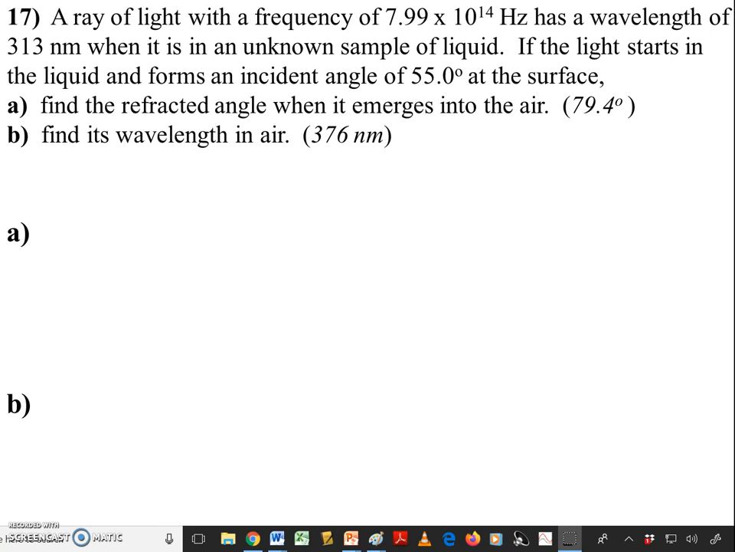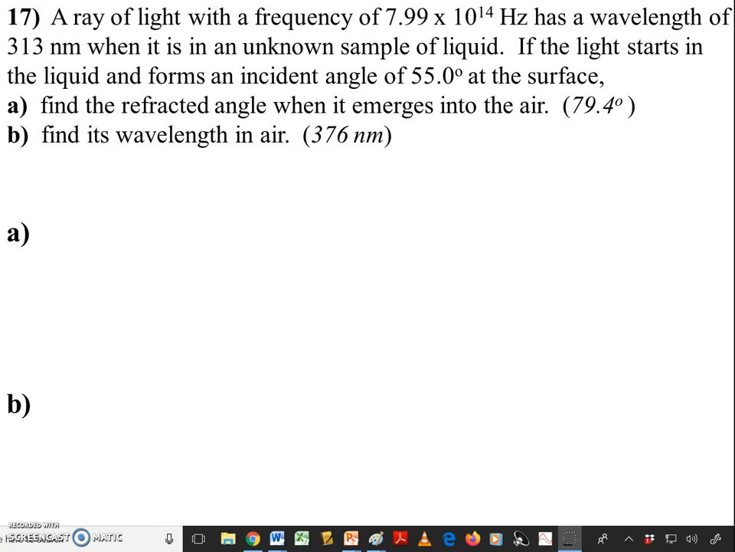All right, so now it's time to do the problem. Letter A, you want to find the refracted angle when it emerges into the air. So we're thinking, of course, using Snell's law: n1 sine theta 1 equals n2 sine theta 2. But then you realize we're missing some information, right? For the air, we know the index of refraction, no problem. But for the liquid, we don't know what n is. It just says liquid, so we can't look it up in a table or in the textbook, right? So our goal first is to find the index of refraction.